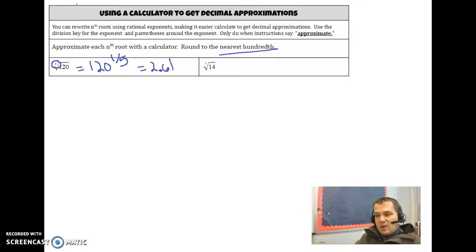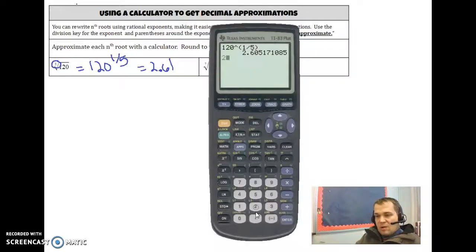If you want to verify your work or make sure you didn't put it in incorrectly, take your decimal approximation, and if I raise that to the 5th power, what we're saying is this multiplied by itself 5 times should be about 120, and sure enough it is. So it's a little over because I rounded, but it's close enough.